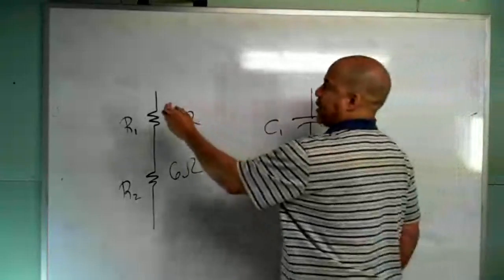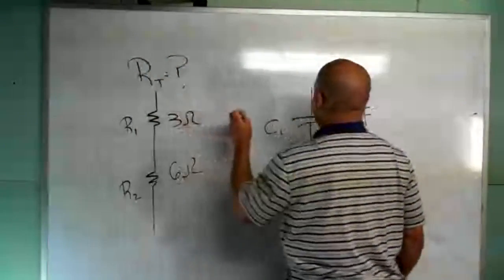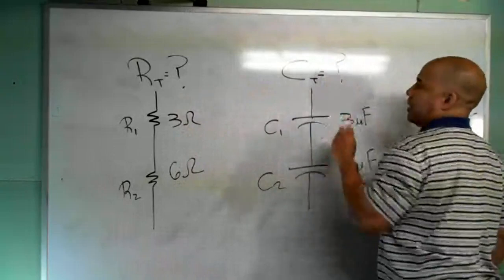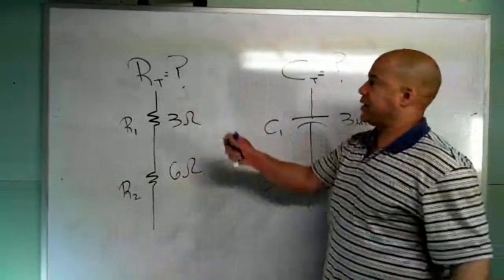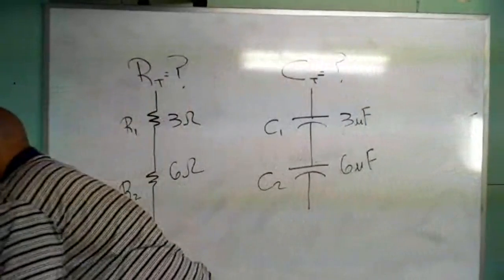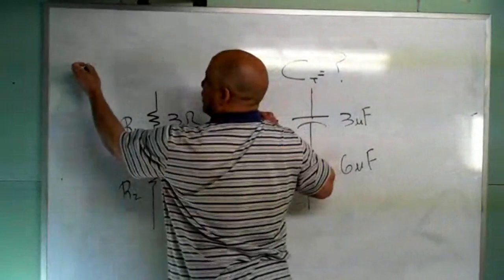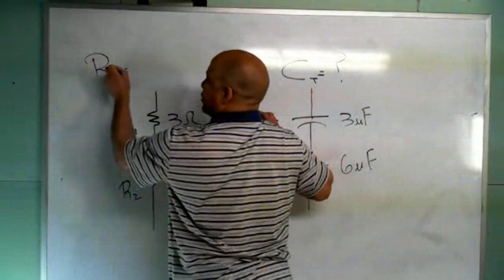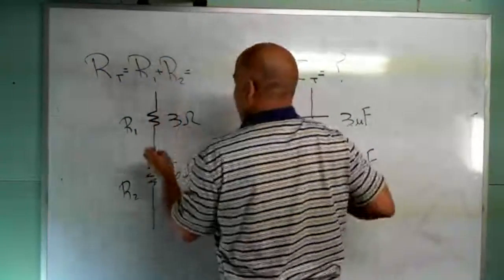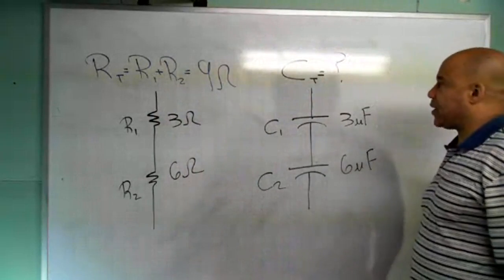And in both cases, here I want to find the total resistance, and here I want to find the total capacitance. So how would I do that? Well, this is really easy. We know that resistors in series, I just add them up. We learned in class that for this circuit, RT is just the sum of R1 plus R2, which in this case is 9 ohms. So that is easy to do.